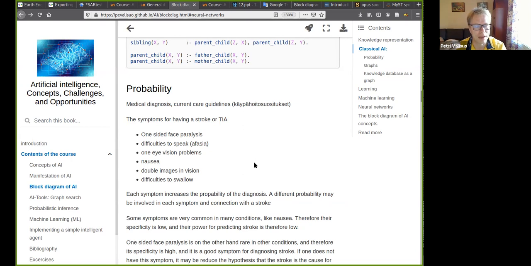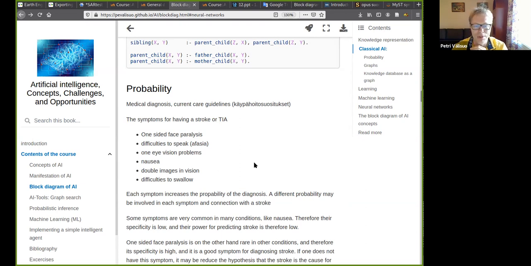But it's only temporary, and it is a problem in the brain blood circulation, and it has certain symptoms: one-sided face paralysis, difficulties to speak, one eye vision problems, nausea, double images in vision, difficulties to swallow. But not all patients have all these symptoms. And also these symptoms can exist for some other reasons as well.